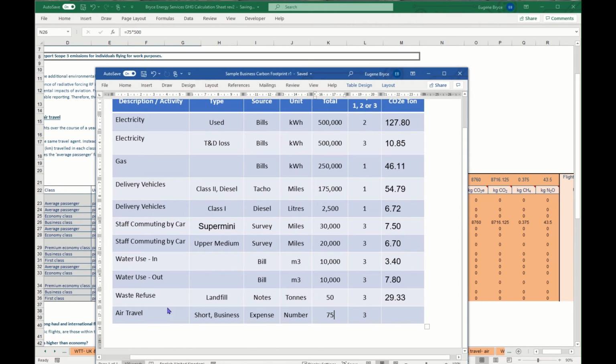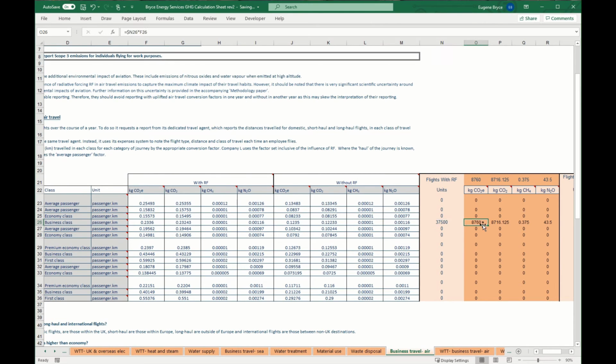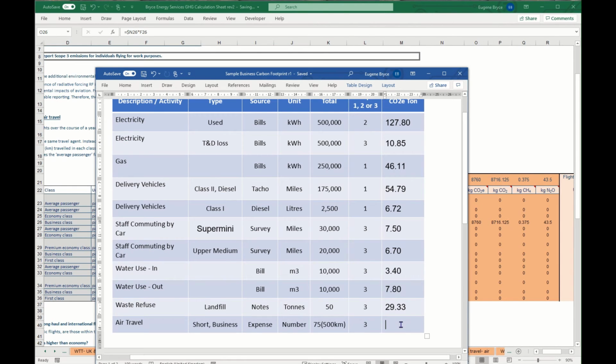So if we update that, business number, and then add 500 kilometers. That's obviously something we can look at, get the actual kilometer range for the short haul. And what we have here is 8,760, so 8.76.